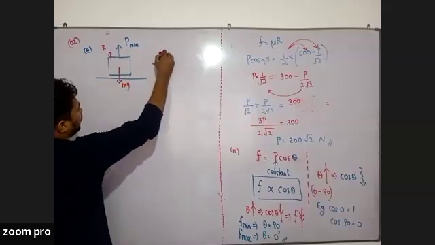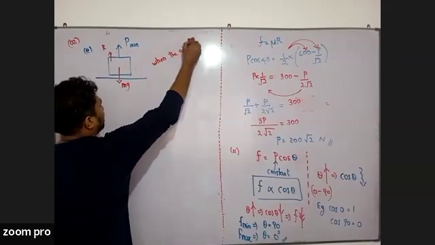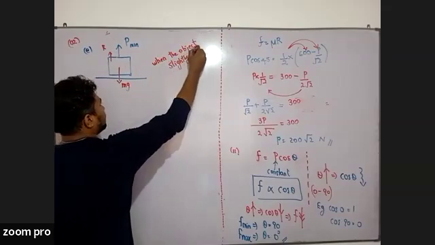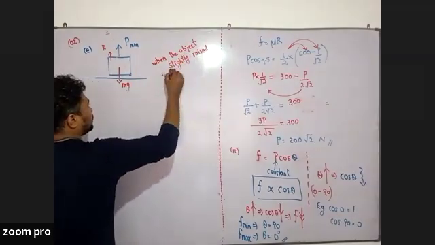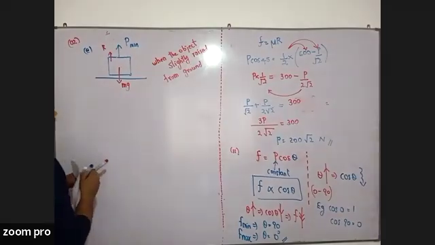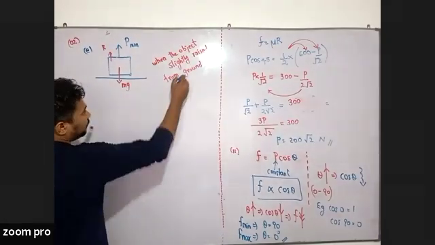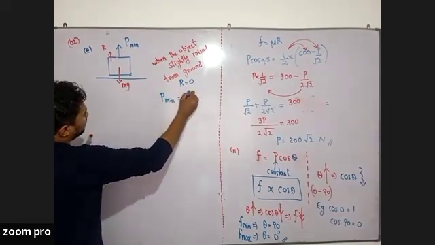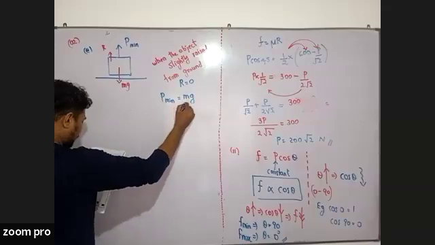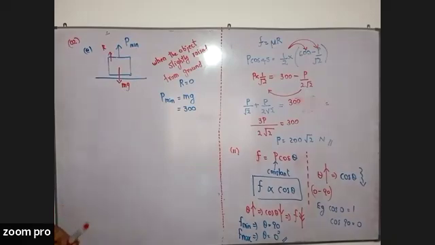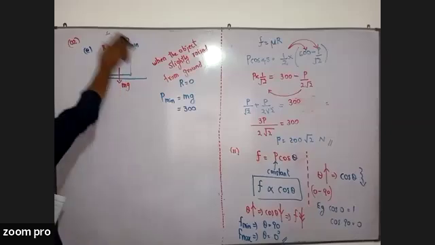But when the object is slightly raised from the ground, the contact between the ground and the box is lost. Therefore, R becomes 0. So that means P minimum should be equal to mg. So it should be equal to 300, that's the weight of this object. Right, so this is the answer for the question.